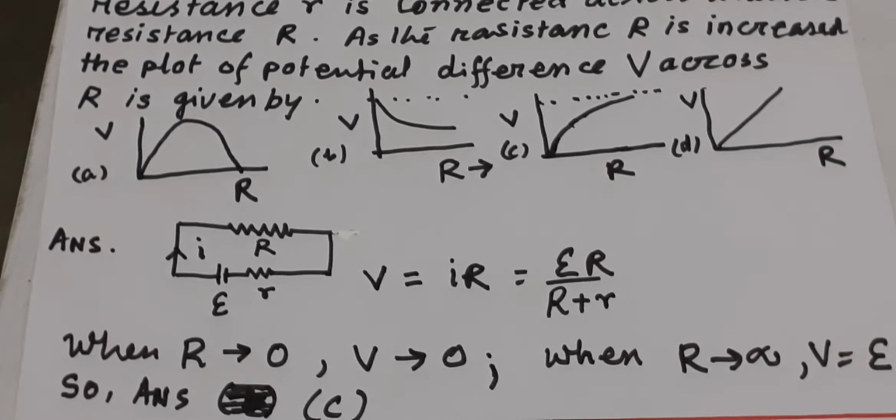How to do that? You divide the entire equation by capital R, you will get capital E divided by 1 plus small r by capital R. When capital R is very large, say infinite, it will become 0. So expression V will be equal to capital E. So here diagram number C is correct, because initially it is 0, then gradually it will increase to maximum value, which will be capital E, that is the EMF of the battery.